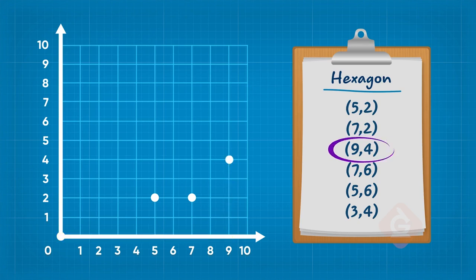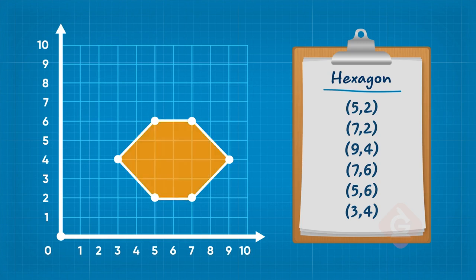From there, we can add the point 9, 4, which is 9 to the right and 4 up. Then 7, 6, which is 7 to the right and 6 up. Then 5, 6, and finally 3, 4. And now we can connect these points to form a hexagon. Correct. That's a good-looking hexagon. Can you find its area?